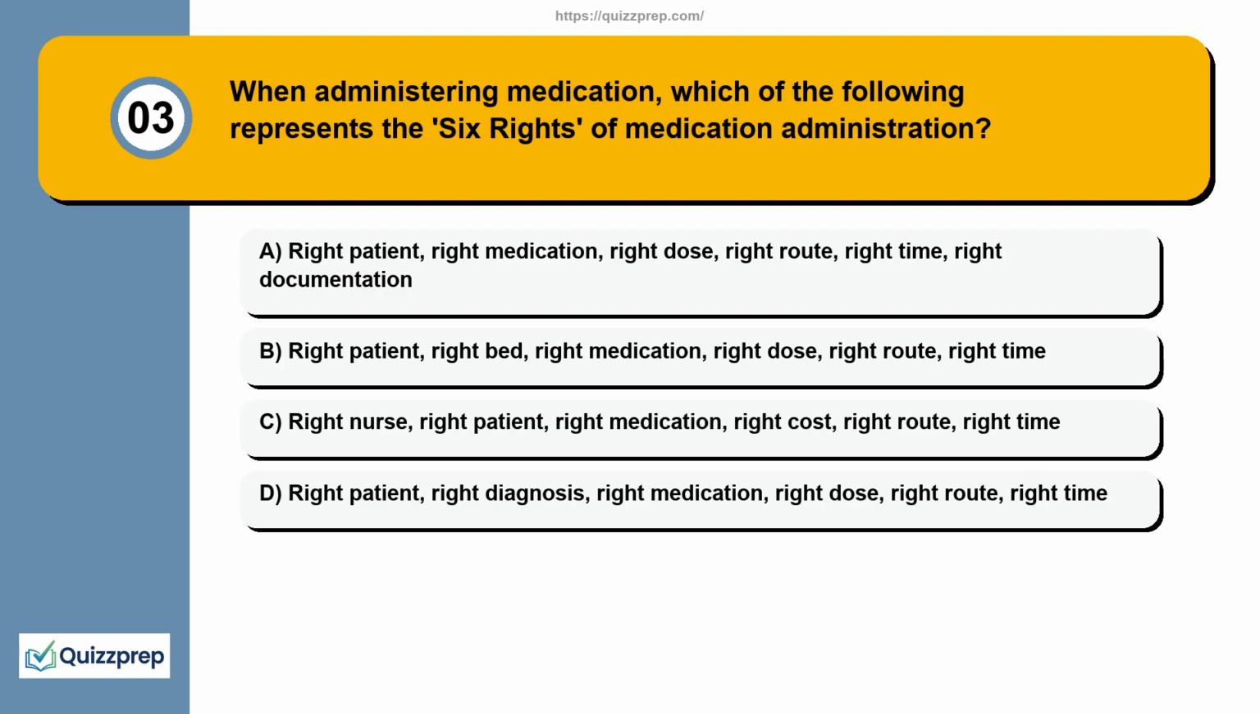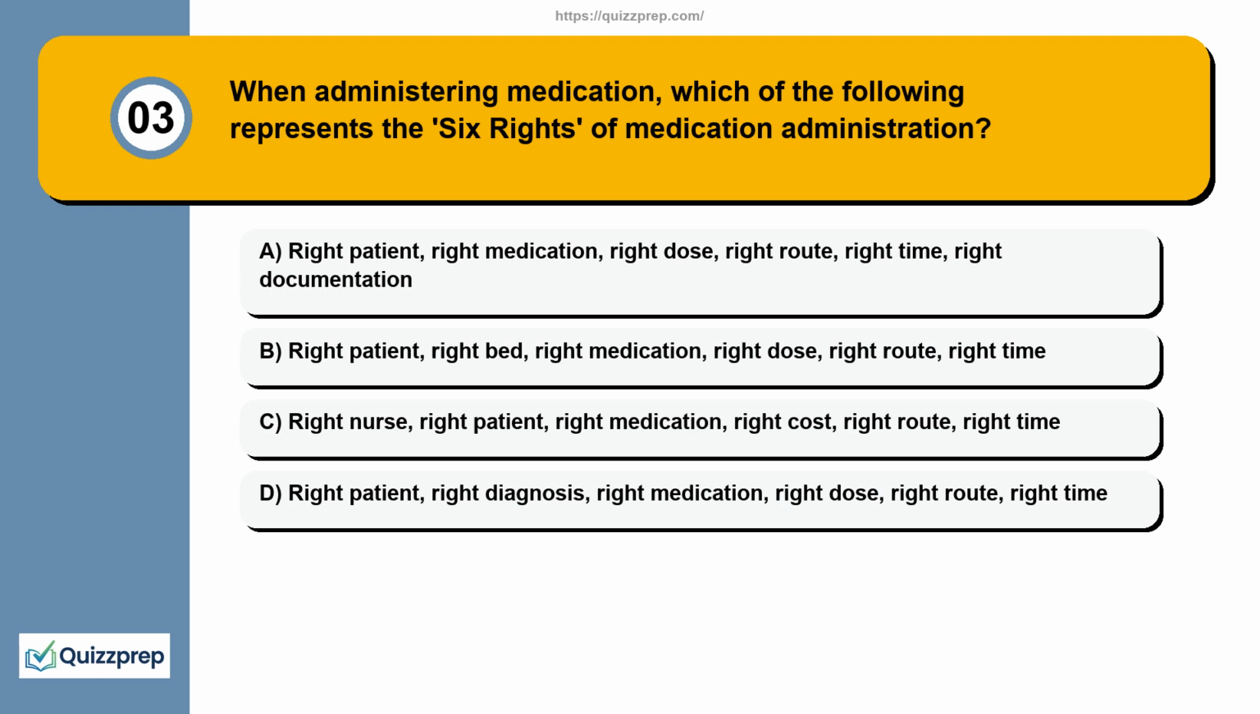Question 3. When administering medication, which of the following represents the 6 rights of medication administration? Here are your options. Option A. Right patient, right medication, right dose, right route, right time, right documentation. Option B. Right patient, right bed, right medication, right dose, right route, right time.